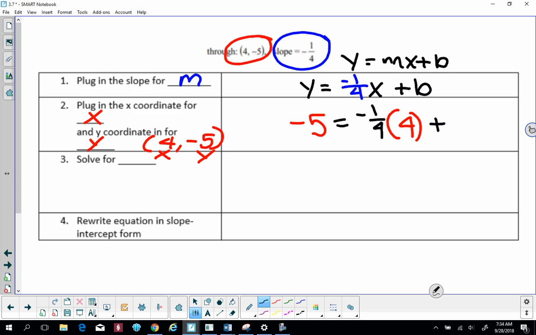I would put parentheses, just in case, because we need to know that we're multiplying. So when you put it in a calculator, it would be more clear.